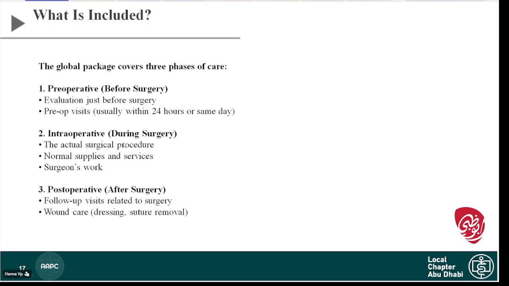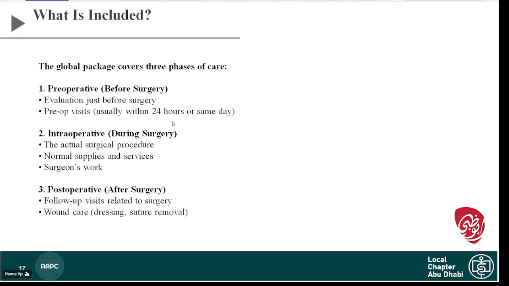Once we are doing a surgery, the patient will pay for the surgery. So in every surgical package, these three phases are already bundled. We don't want to code it or pay it separately. First of all, pre-operative, before surgery. What are the pre-operative services, guys? Evaluation just before the surgery, a pre-operative visit usually within 24 hours or the same day.